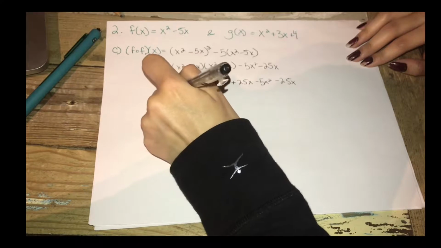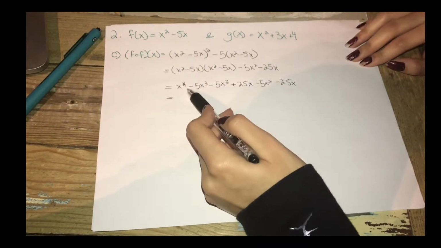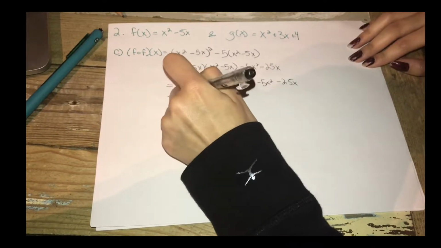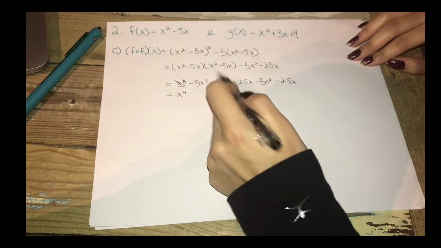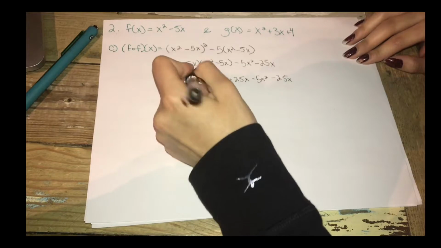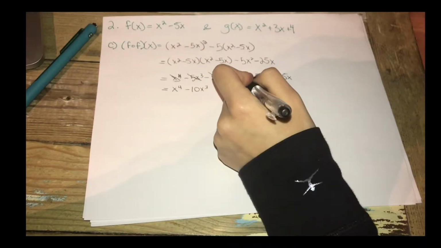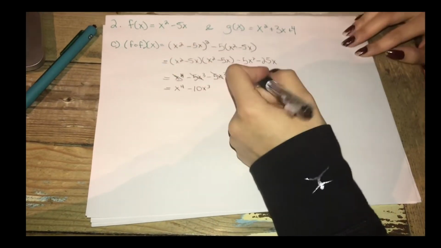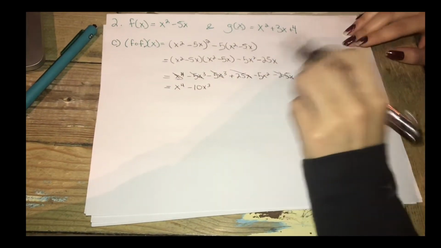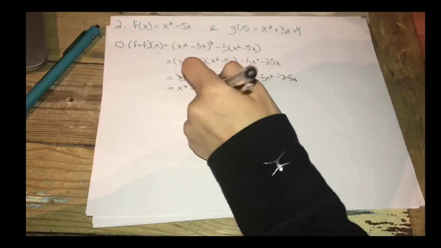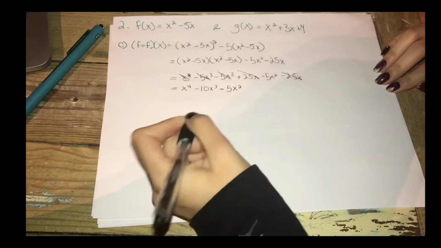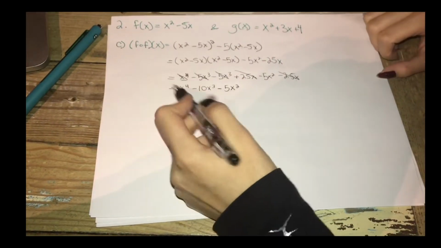Then you would just combine the like terms, and it would be x to the fourth since it's the only one, and then negative 5x to the third minus 5x to the third would be combined and would be negative 10x to the third. The 25x and the negative 25x would cancel, so you would just bring down the negative 5x squared. And so the answer would be x to the fourth minus 10x to the third minus 5x squared. And that would be the final answer.